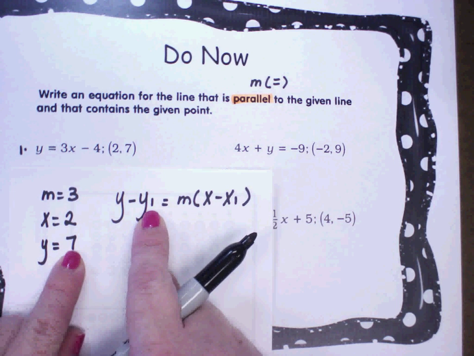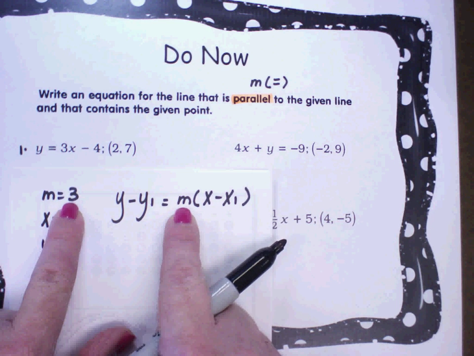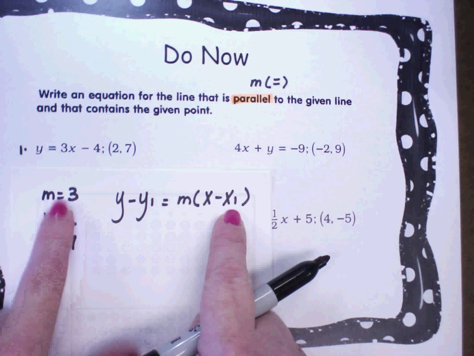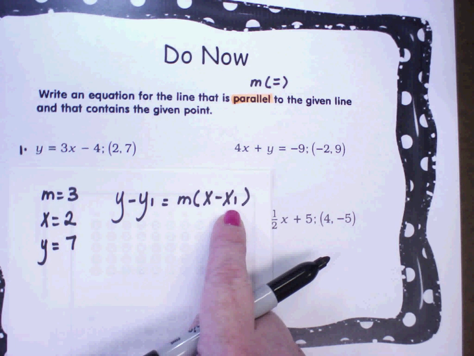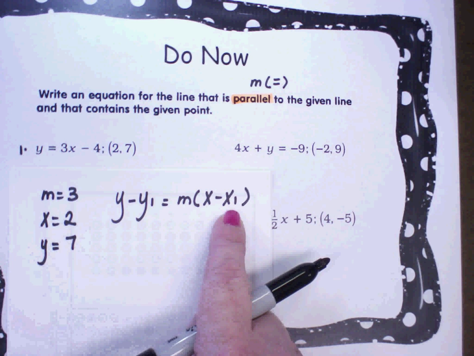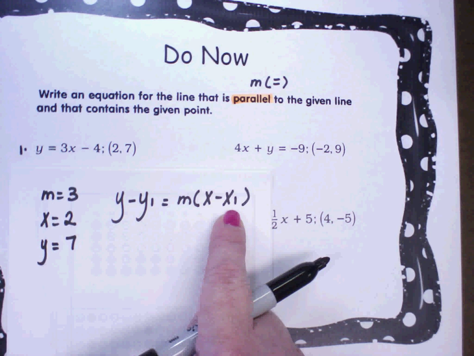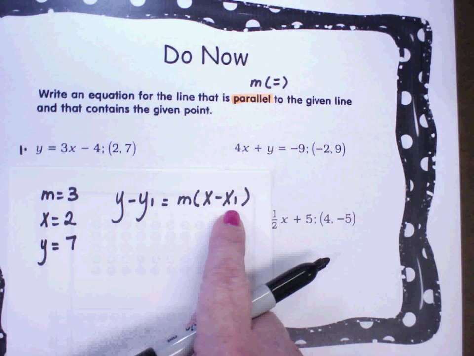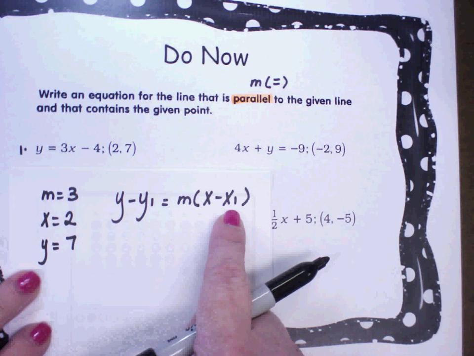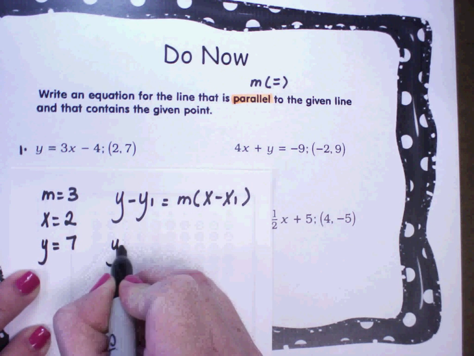Do you have a y? Yes, it's 7. Do you have an m? Yes, it's 3. Do you have an x? Yes, it's 2. That was the easiest one. Okay? So at this point that I've shown you 3 different ones, if I'm not telling you, you need to make sure that you pick the easiest one because of time purposes. Work smarter, not harder. All right? So let's go ahead and substitute.